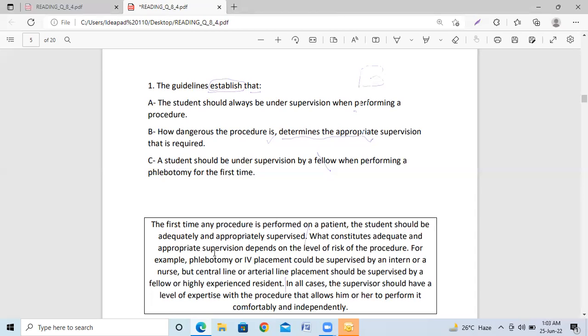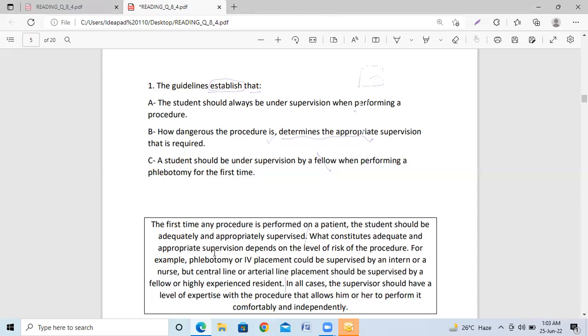Whoever supervises a person should have enough knowledge or expertise to perform that procedure independently and comfortably. Okay. Now, we understood the text: if a student is doing something for the first time, he or she should be supervised. It also says that what is adequate supervision depends on how risky the procedure is.